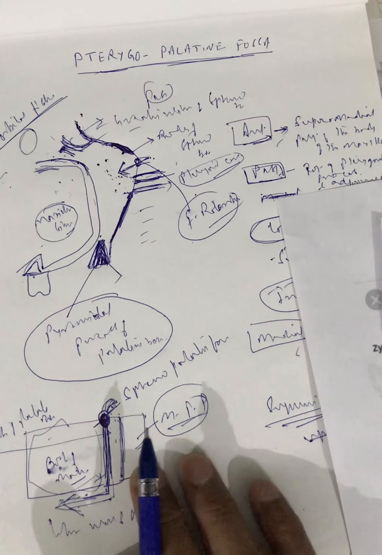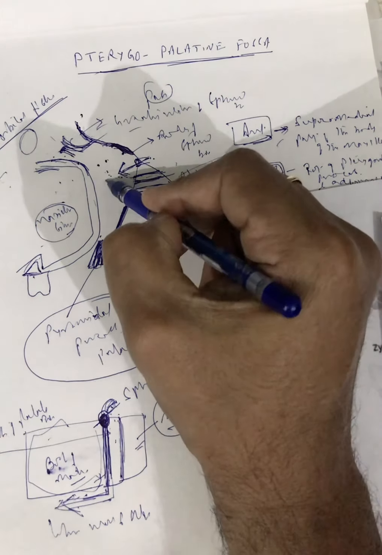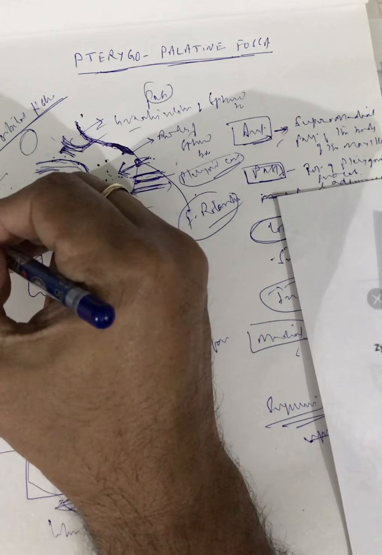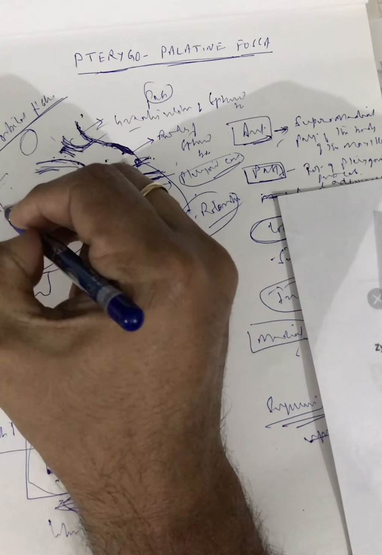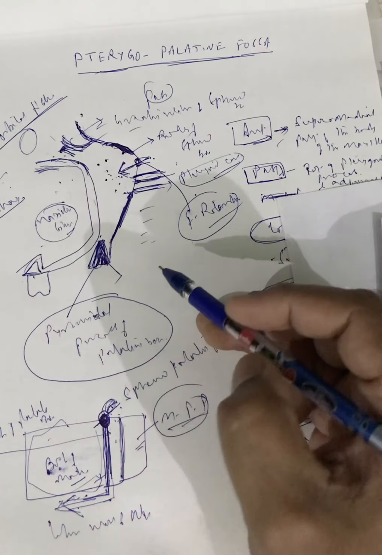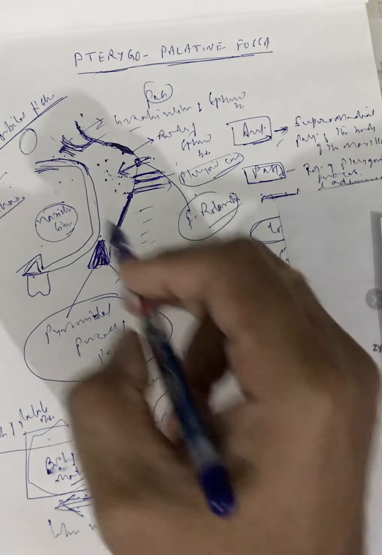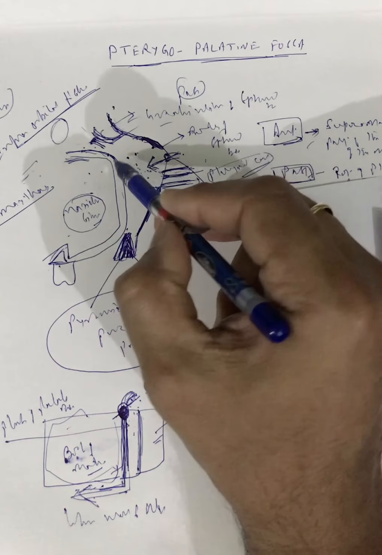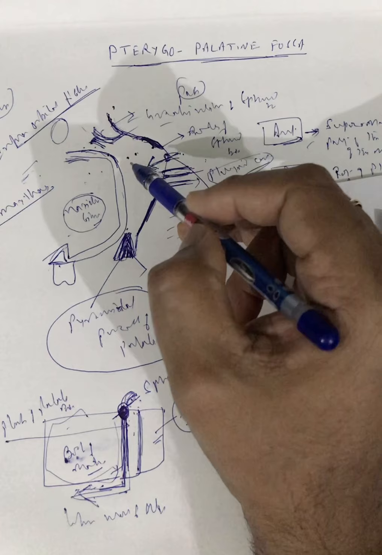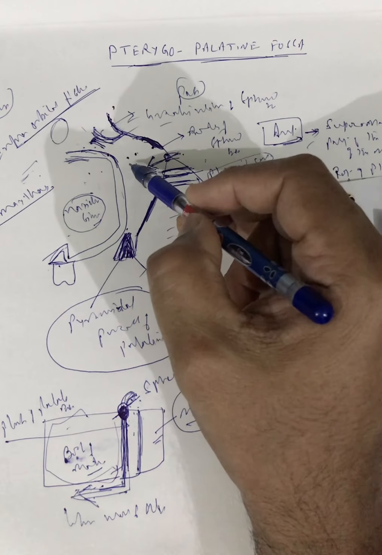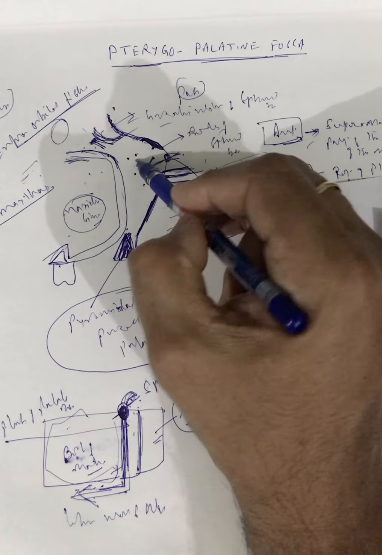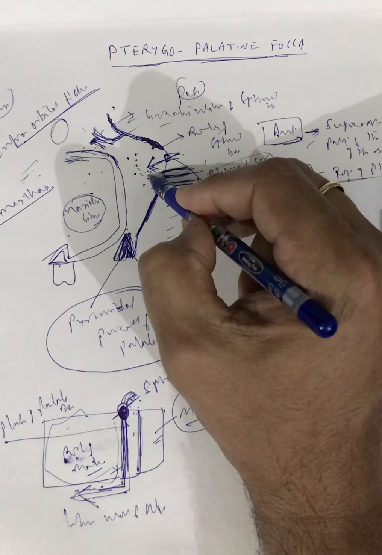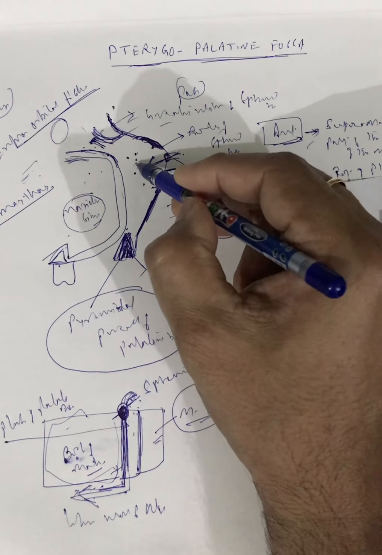Now, finally, we are left with the contents of this fossa. Number one, it contains the third part of the maxillary artery. The maxillary artery has three parts: the first, second, and third, divided by the lateral pterygoid muscle. The third part, also known as the pterygopalatine part of the maxillary artery, lies in this fossa. Then of course the maxillary nerve, which is over here, and the pterygopalatine ganglion.